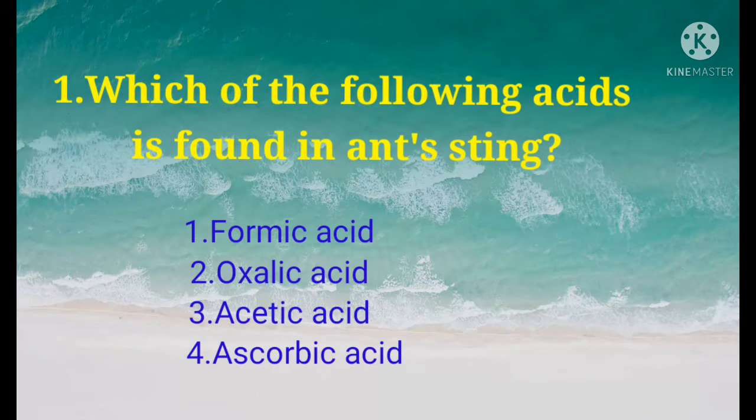Which of the following acids is found in ants' sting? Number 1, formic acid. Number 2, oxalic acid. Number 3, acetic acid. Number 4, ascorbic acid. The answer is formic acid.